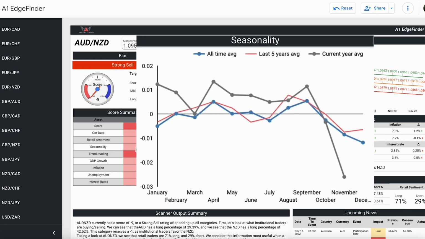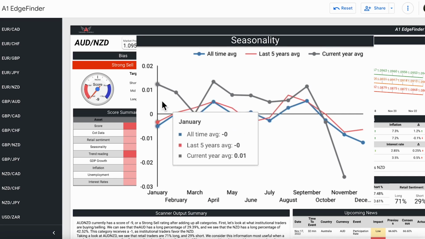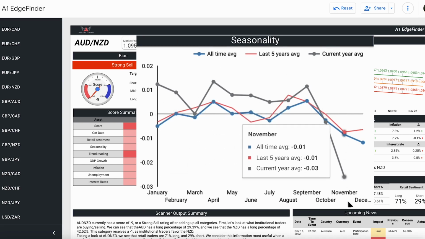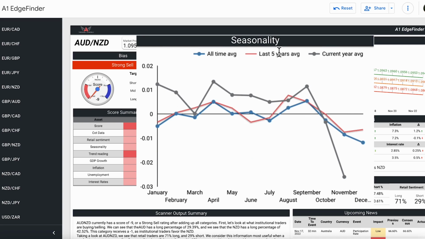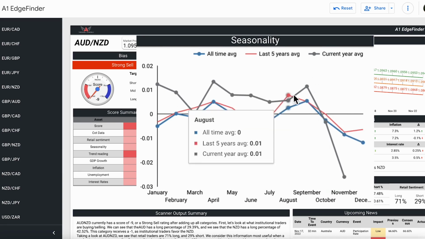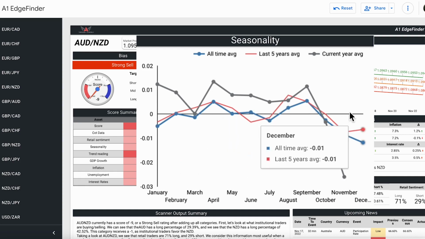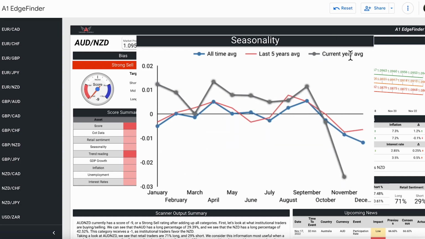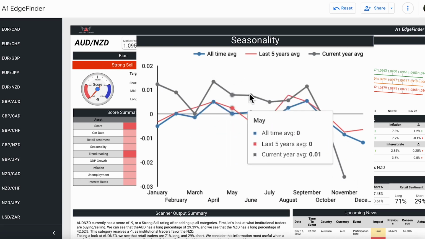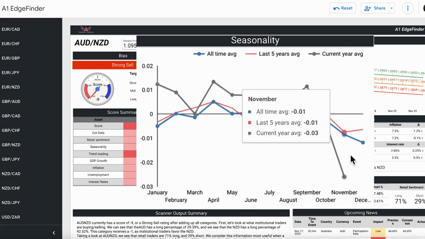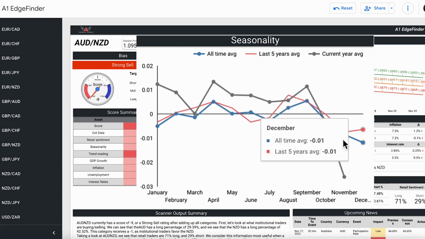Our seasonality score, we can see that our all-time, last 5-year, and current year average all sit below this zero line. So historically speaking, all-time and last 5-year, this pair tends to drop in the later months of the year, sitting below this neutral zero line, and that is the case in the current year average as well. So this pair, especially with all of these other metrics and the way that it's trending, could definitely continue to trend even further down in the month of December, like historically it has in the past.